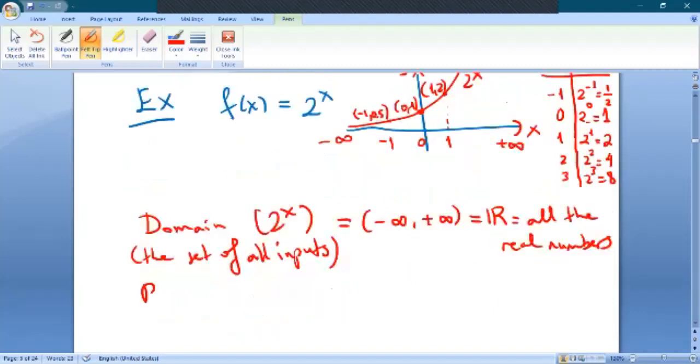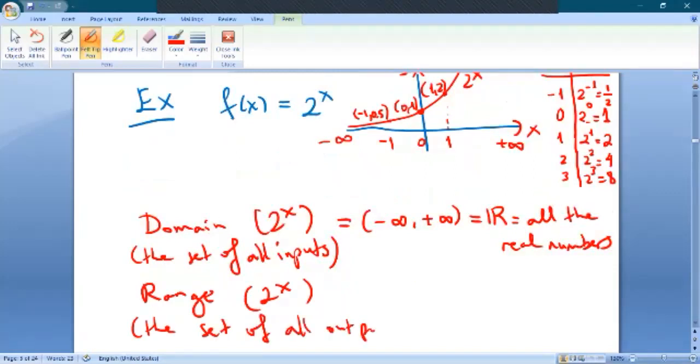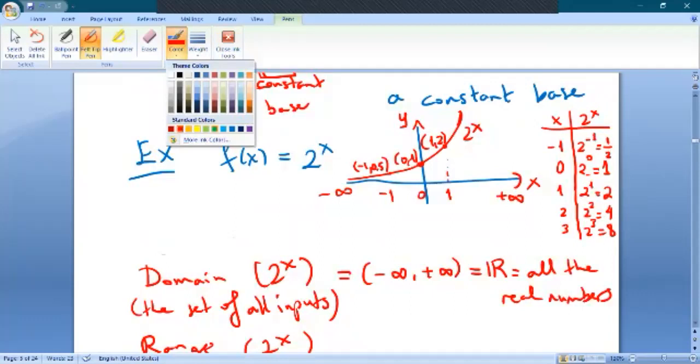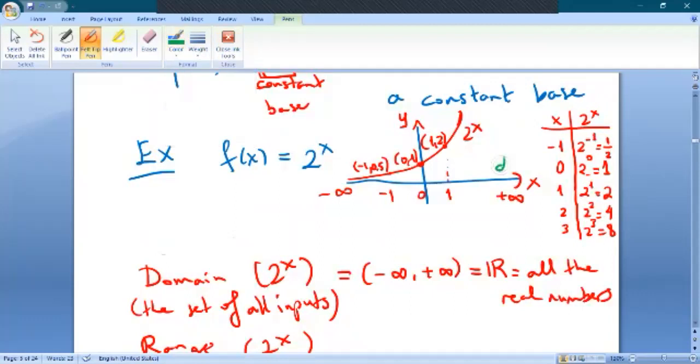And the range, which is the set of all outputs. If you look at the set of all outputs, as you see from the second column of the table, we are getting numbers which are all positive. And you can also see, remember, the horizontal axis, this is the domain axis, and the vertical axis is the range axis. What do I mean by this?